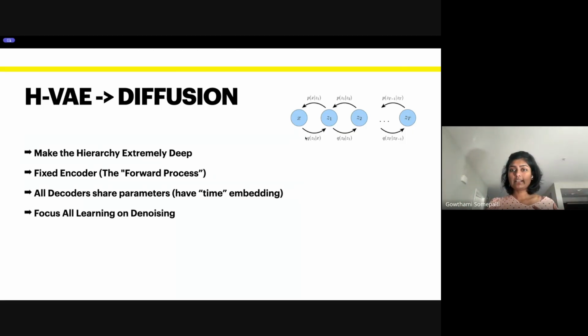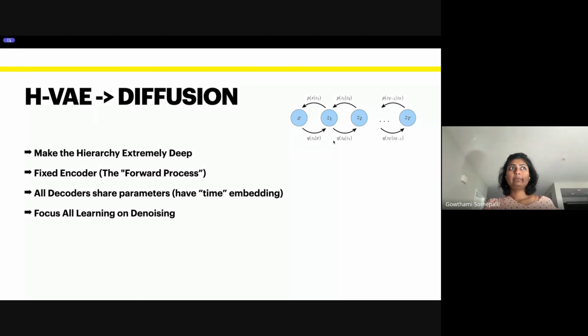Usually hierarchical VAEs are like 7 stages or 10 stages and so on. Nobody has tried much deeper stages. However, let's just make this very deep, maybe 1,000 steps deep. The second thing is, let's have a fixed encoder. That means these q distributions, which go from the image to the noise, a process usually called the forward process, let's just make it fixed. Let's have analytical solutions for this instead of learning with a neural network.